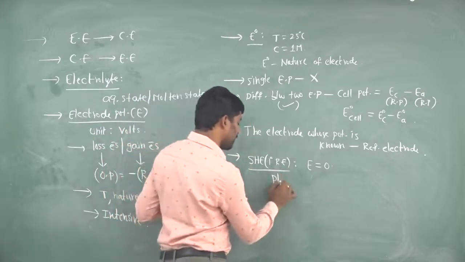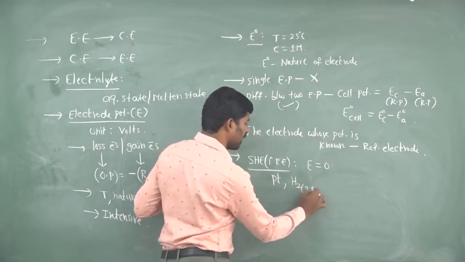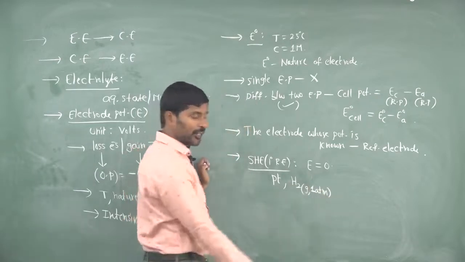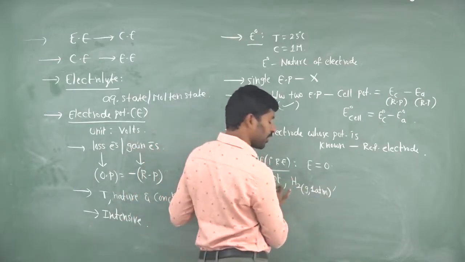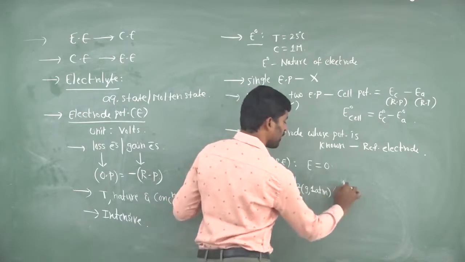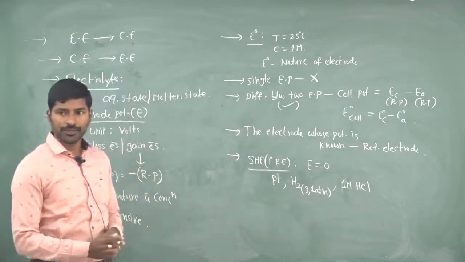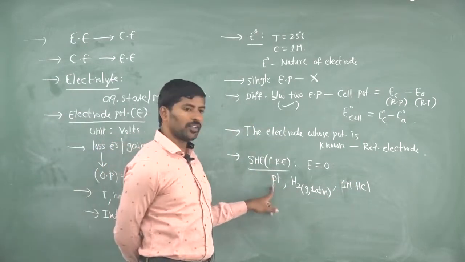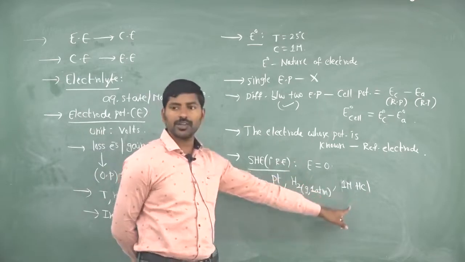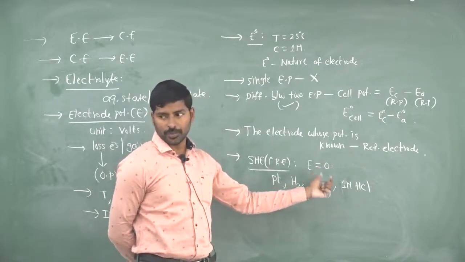It consists of inert electrode platinum for electrical contact. Hydrogen gas is bubbled at 1 atmosphere pressure on the surface of platinum, which is in contact with 1M HCl solution, whose potential is taken as 0 for reference purpose.